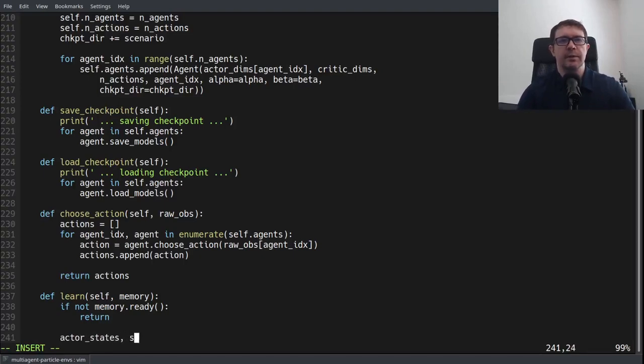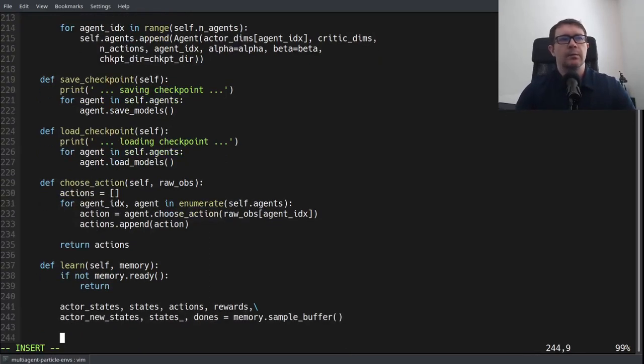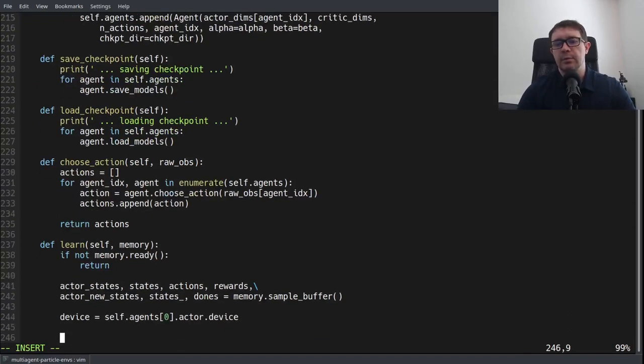So actor states, actions, rewards, actor new states, dones, memory.sample buffer. And then we're going to need a device because we have to send everything to a device. And this is a bit kludgy. You can certainly improve on my solution here if you so choose, because we have to put our tensors onto whatever CUDA device we have. So we say states equals T tensor, device.